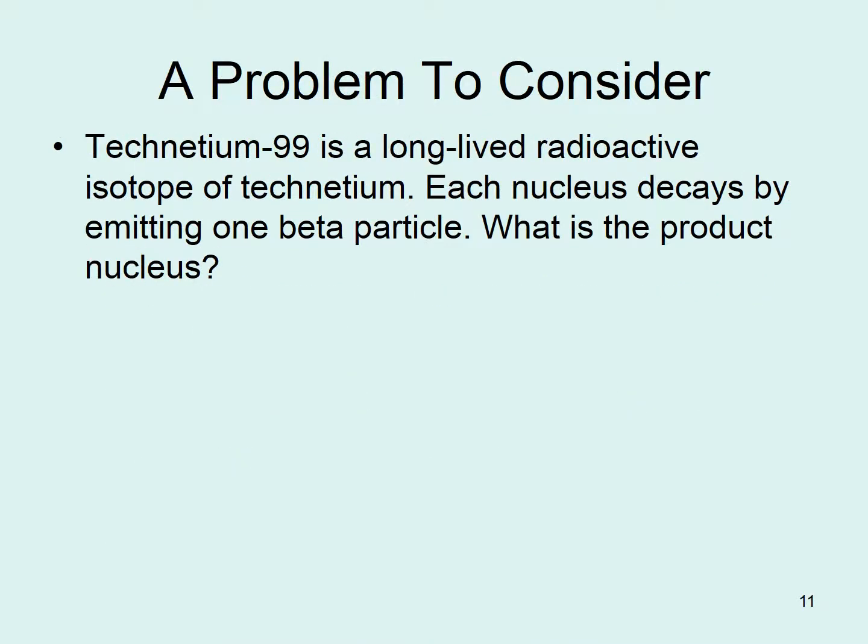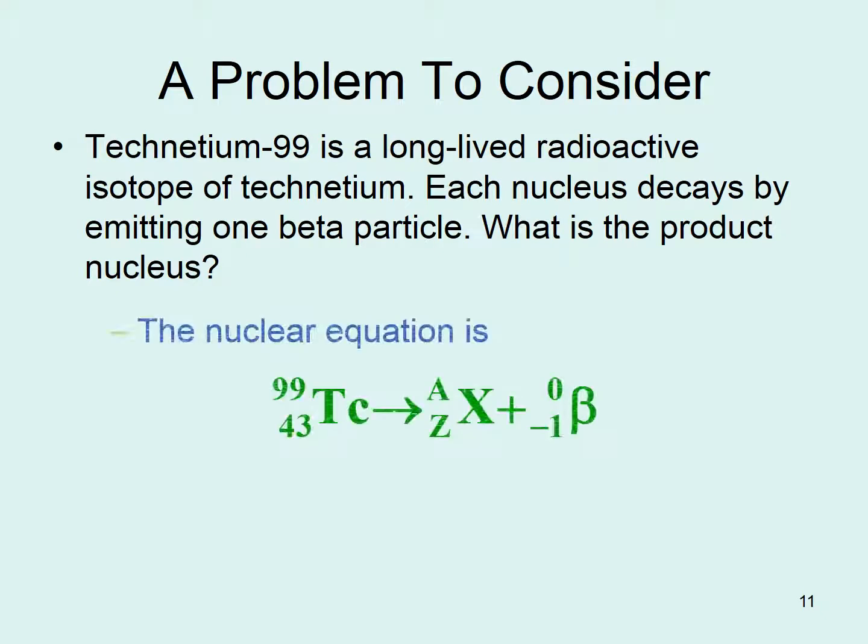So, technetium-99 is a radioactive isotope. Each nucleus decays by emitting a beta particle. So what is the product nucleus? All right, so here's the nuclear equation.